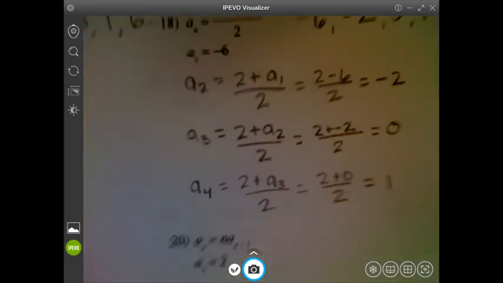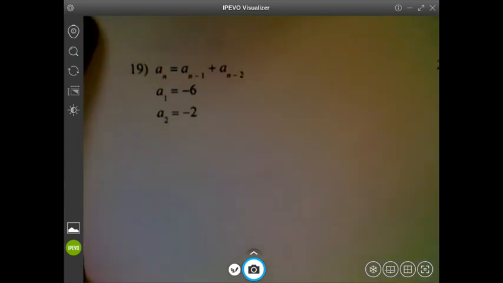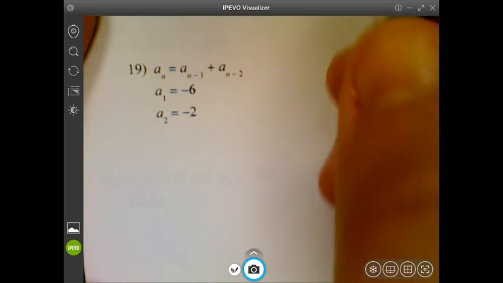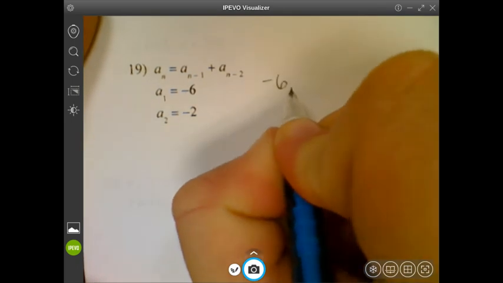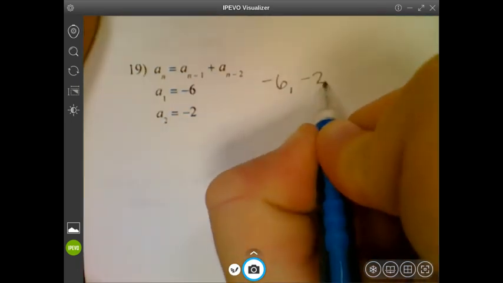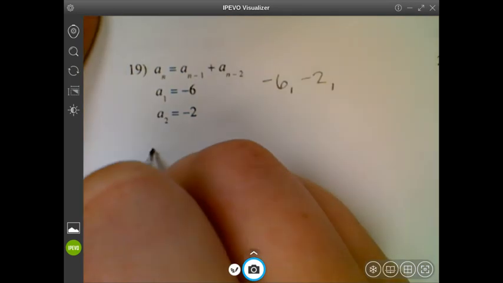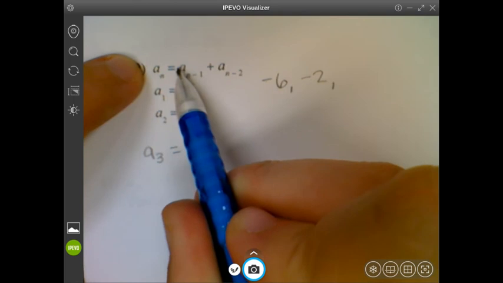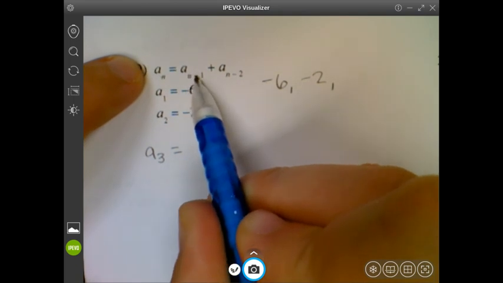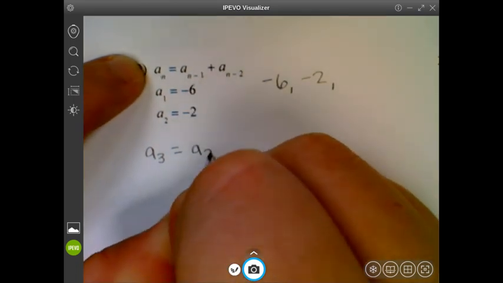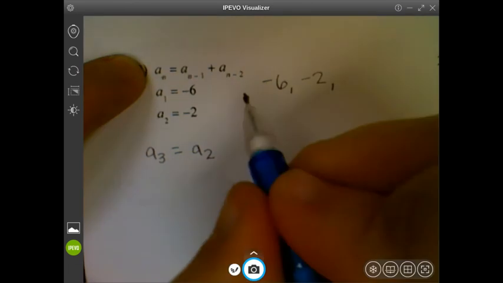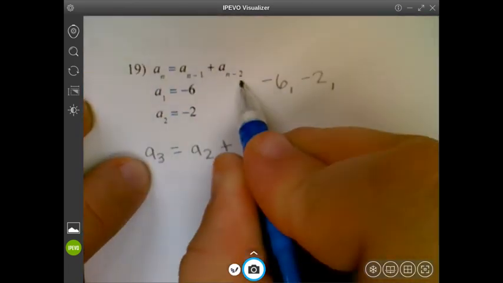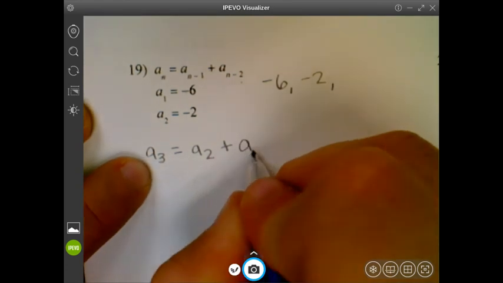All right, let's take a look at the next one. So this one, they give us the first two terms, which is kind of different. So the first term is -6. The second number is -2. And so we're going to start by finding the third term. And so a sub 3 is equal to a sub 3 minus 1. So that's a sub 2 plus a sub 3 minus 2, and 3 minus 2 is 1.